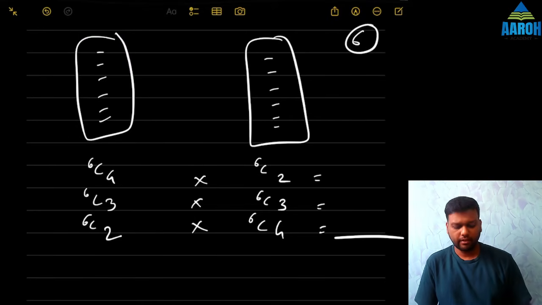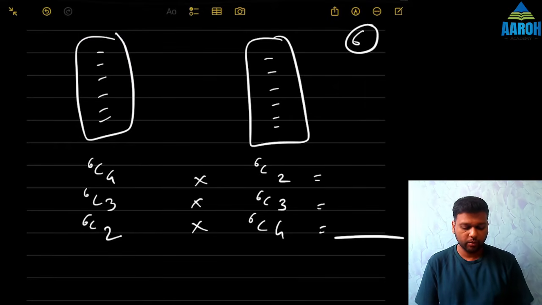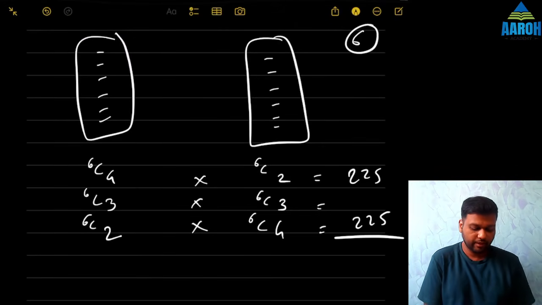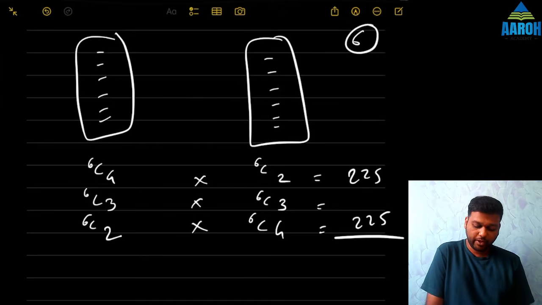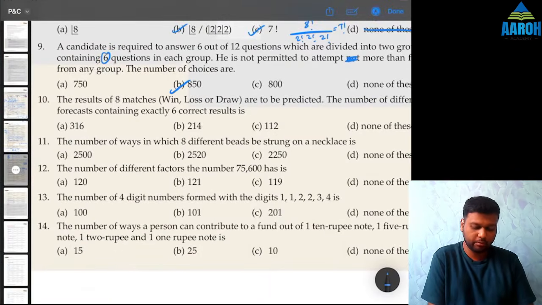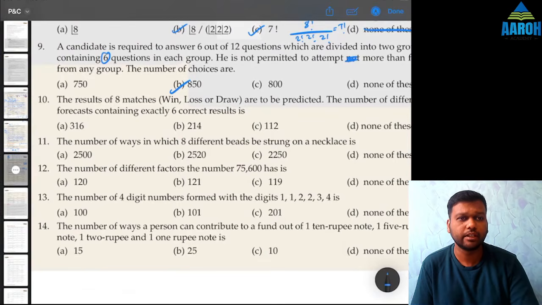So let's do that. 6c4 is 6 into 5 by 2, that is 15. 6c2 is also 15, so 225. This is also 225. 6c3 is what? 20. So 20 into 20 is 400. So total is what? 225 into 2 plus 400. 850 is the correct answer. Option B. I hope this is clear.